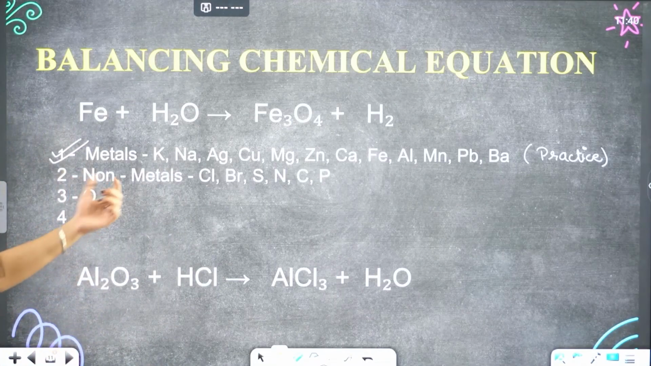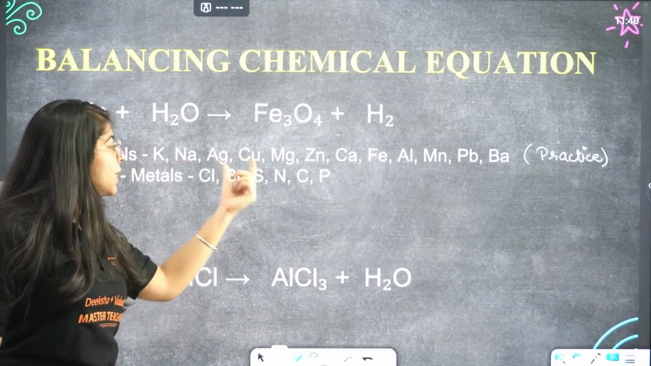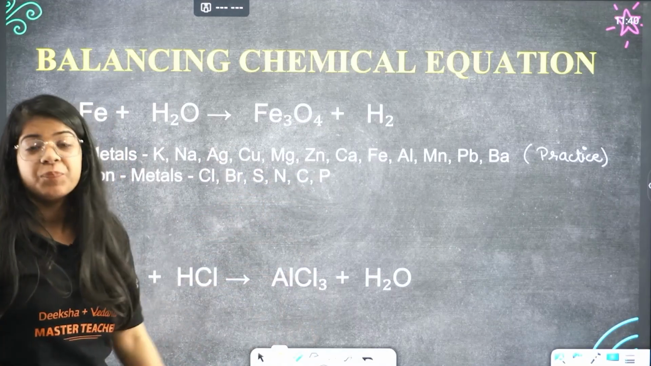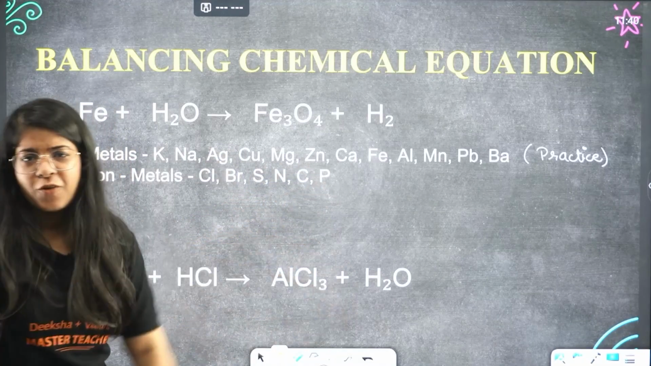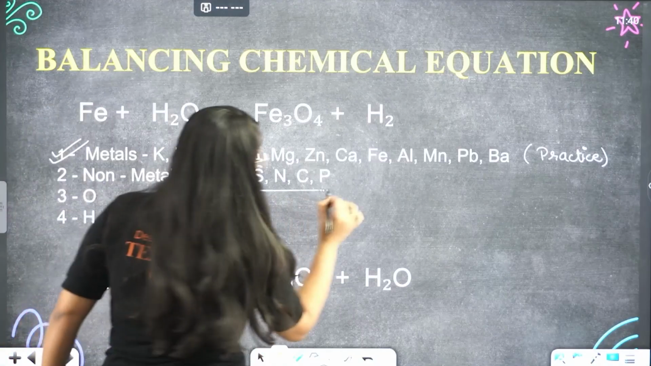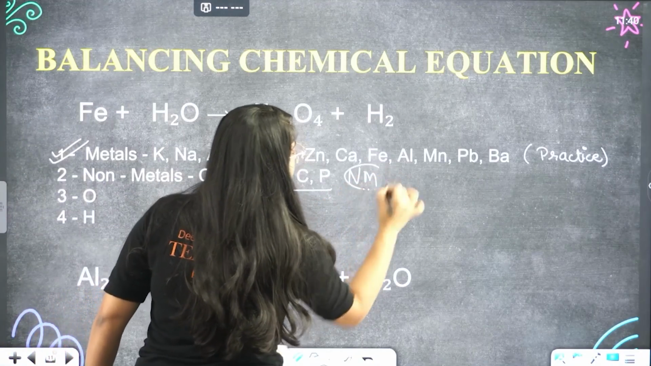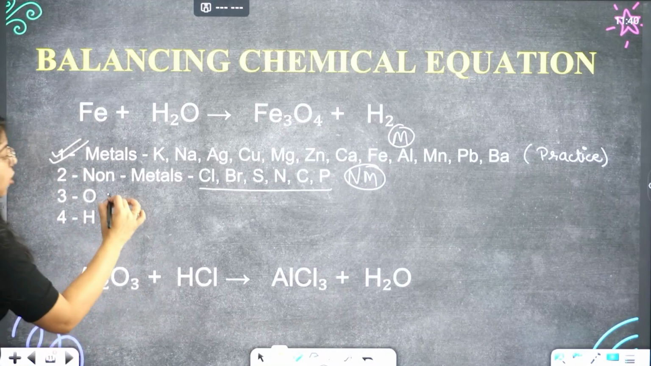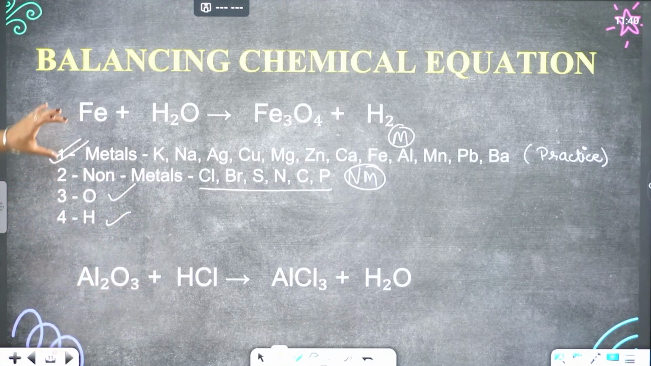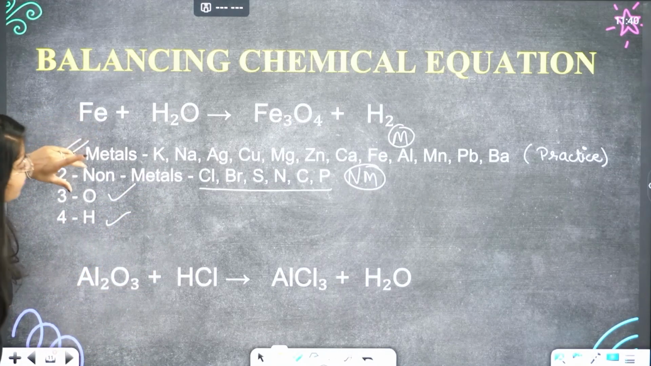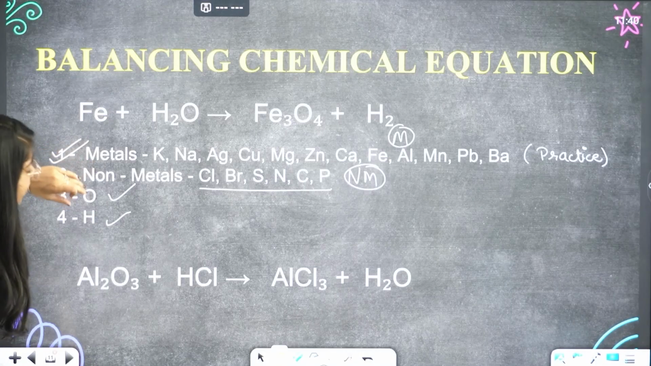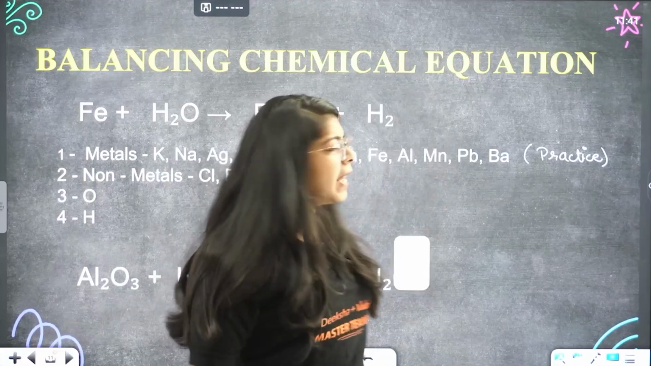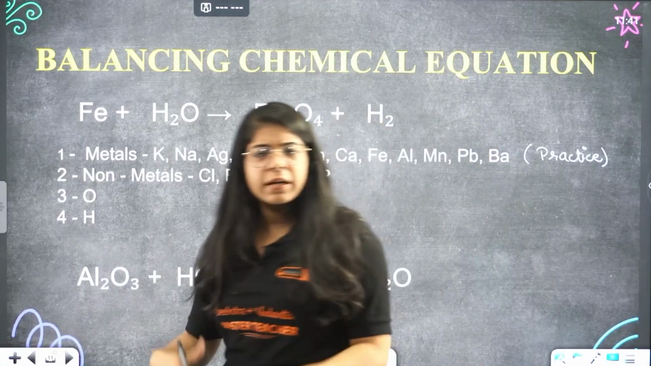Okay, then non-metals we have chlorine, bromine, silicon, nitrogen, carbon, and phosphorus. Okay, so all these are non-metals, and the others are metals, right? And then we have oxygen, then hydrogen. So first we will balance our metals, then we will balance our non-metals, then we will balance our oxygen, then we will balance our hydrogen. Okay, let's try to do it, right?